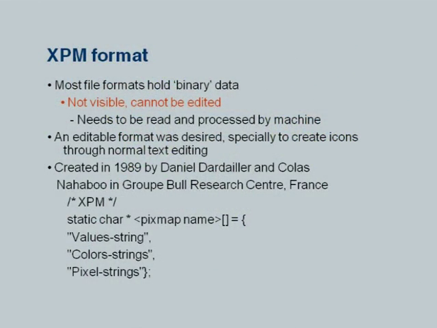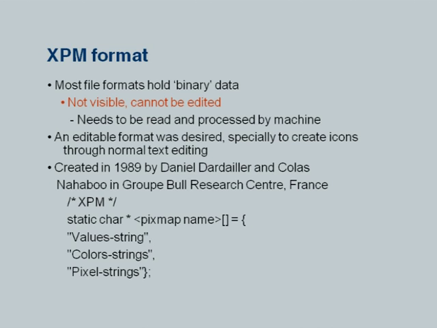So let us look at what this format looks like. This format has lines of text describing an image. Incidentally, all lines of text together will actually form a component of a C program. So that is how this format is defined. The first line always contains the word XPM enclosed in slash star and star slash. You will notice that this is nothing but a comment in C.